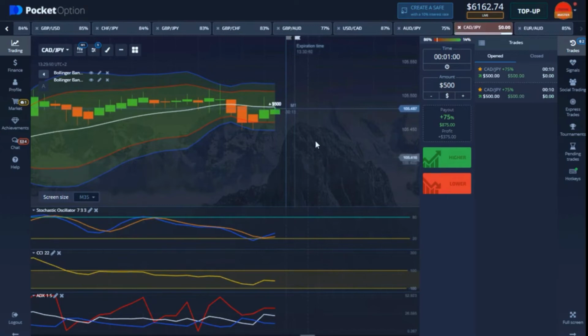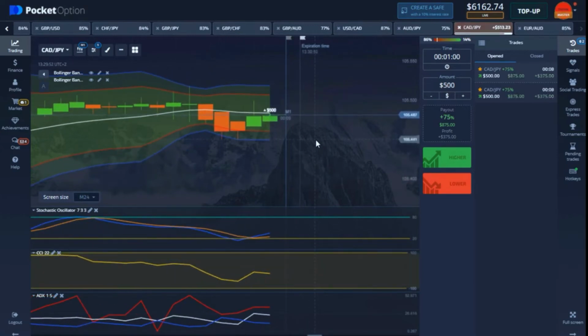Okay, but it seems that this market is glitching out. But let's just wait and see. We have less than 6 seconds to close this one.